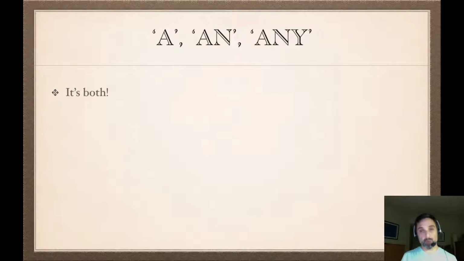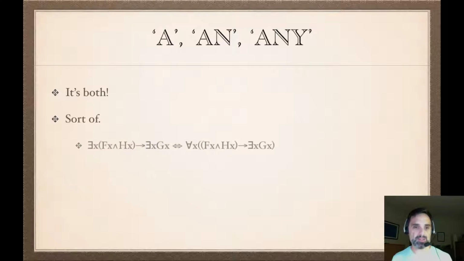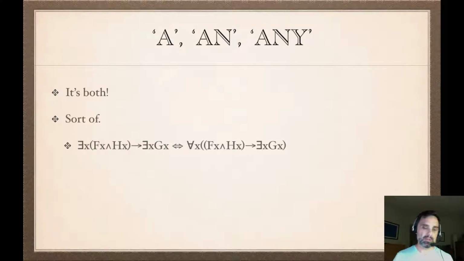Well, it's both, actually. Sort of, though, depending upon the position. So this is the symbolization. On the left we have: some x, if fx and hx, then some x, gx. And on the right we have: for all x, if fx and hx, then some x, gx. These are equivalent. It's kind of weird, but that's what happens.